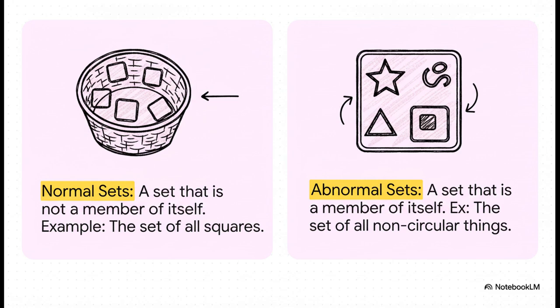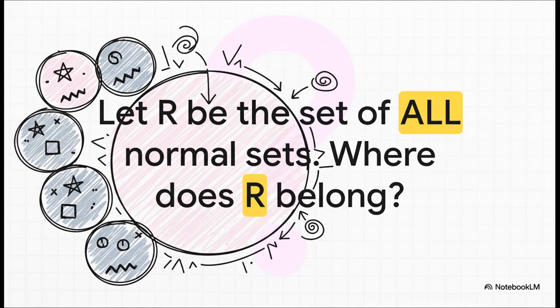Seems pretty straightforward, right? Okay, you with me? Normal sets don't contain themselves. Now, here comes the question that breaks everything. Let's create a special set, and we'll call it R. And the definition of R is super simple. It is the set that contains all of the normal sets. That's it. So, the big question is, where does R itself belong? Is R normal or is it abnormal?